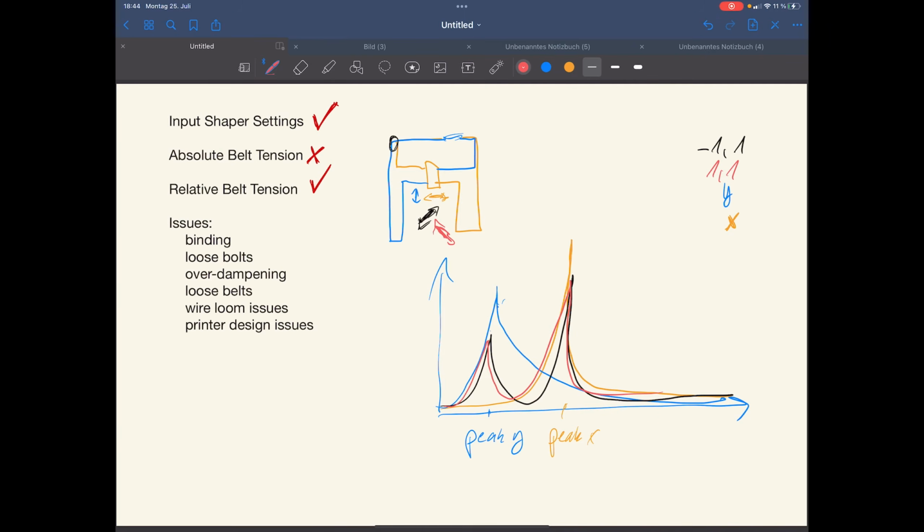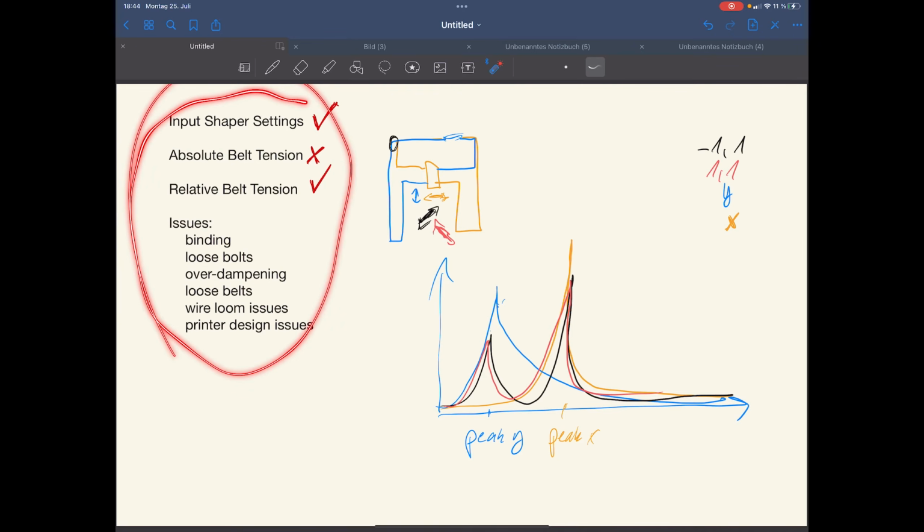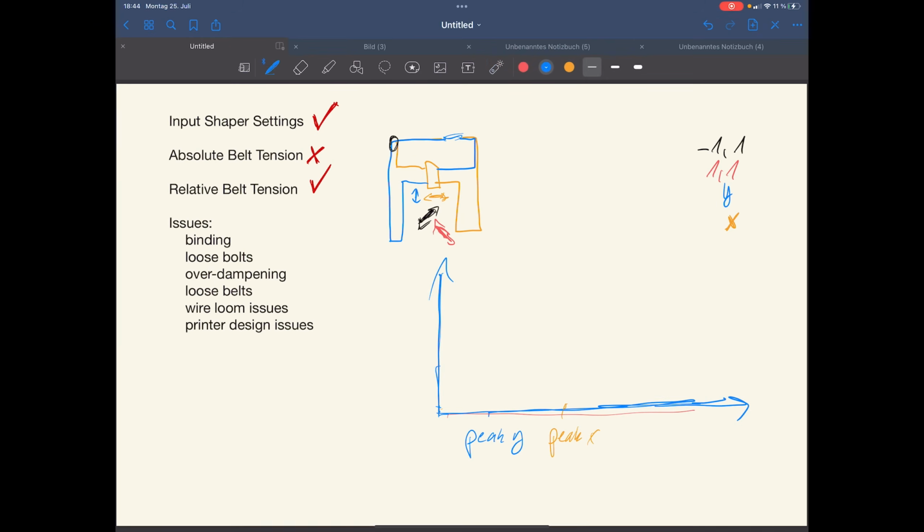Now, what will happen if we have different issues here? Okay, so I told you earlier that we cannot see absolute belt tension, but we can see relative belt tension. So what would this look like if it's not the same? We have this movement here, which is our 2 peaks of 1, 1. And then we would have something like this, peaks not on the same level. If this is the case, we know that the relative belt tension is not together and that we need to put those two peaks on top of each other.